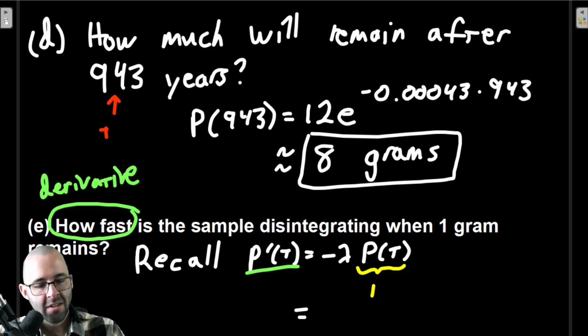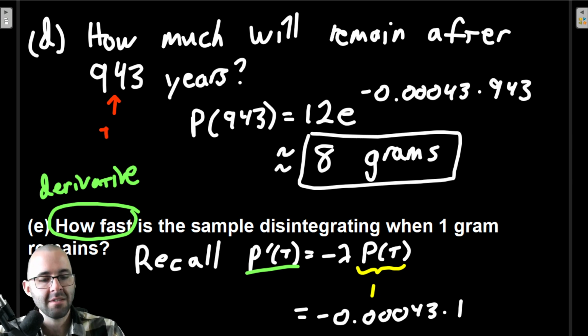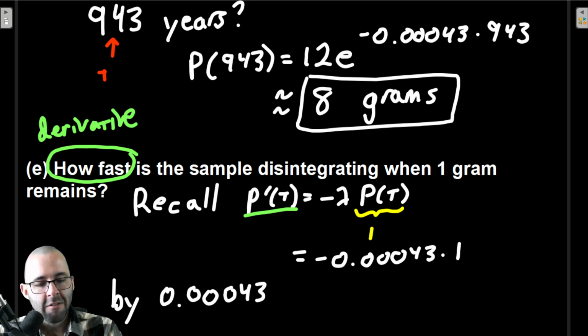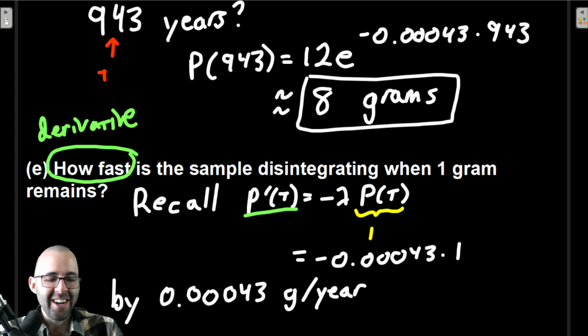It's just negative lambda, so negative 0.00043 times P, which is 1. That's how fast. That's not very fast. So how much is that? Well, it's negative, so it's decaying by 0.00043 grams every year. So it's not decaying very quickly at this point.